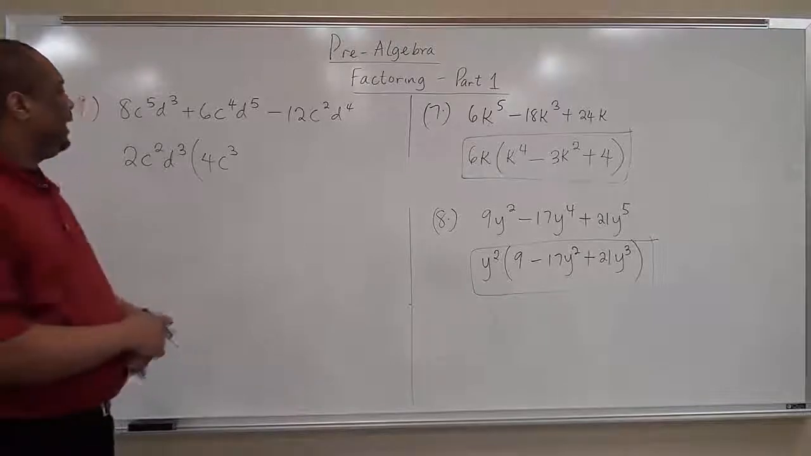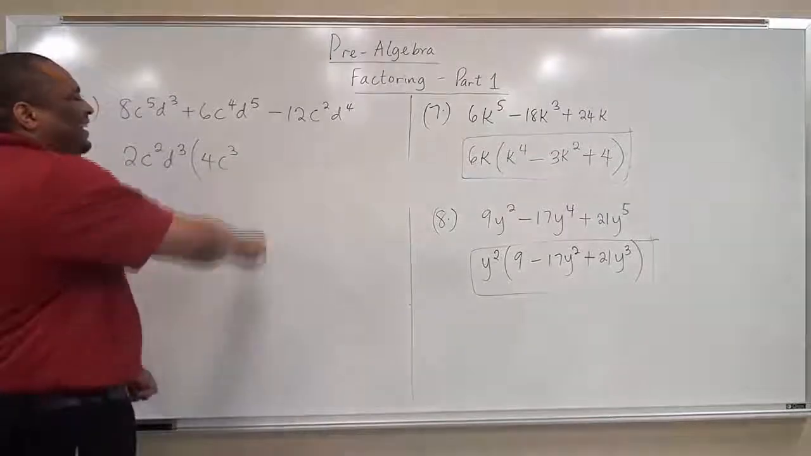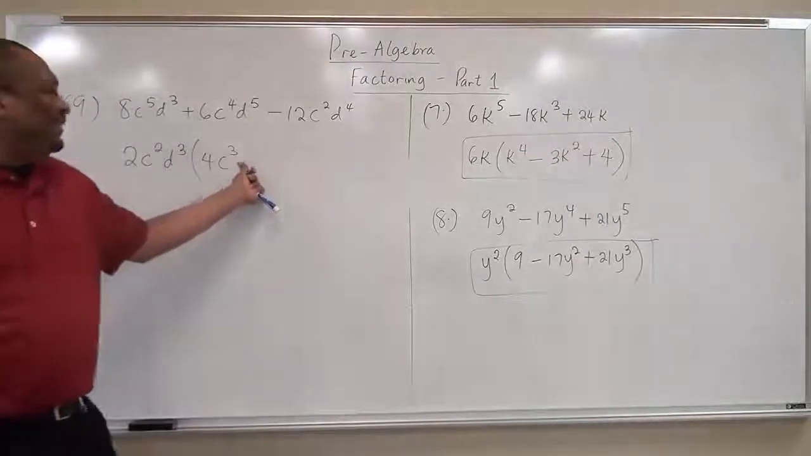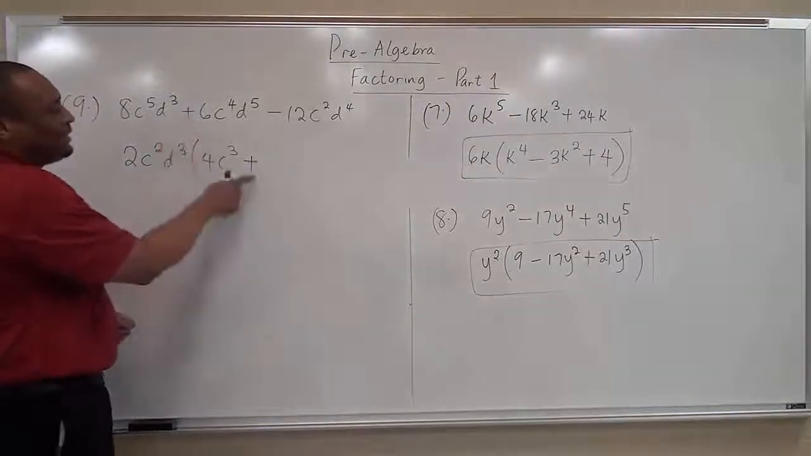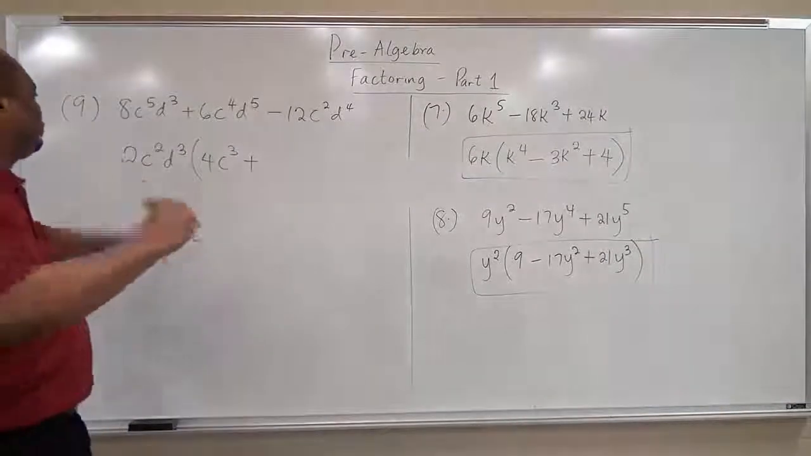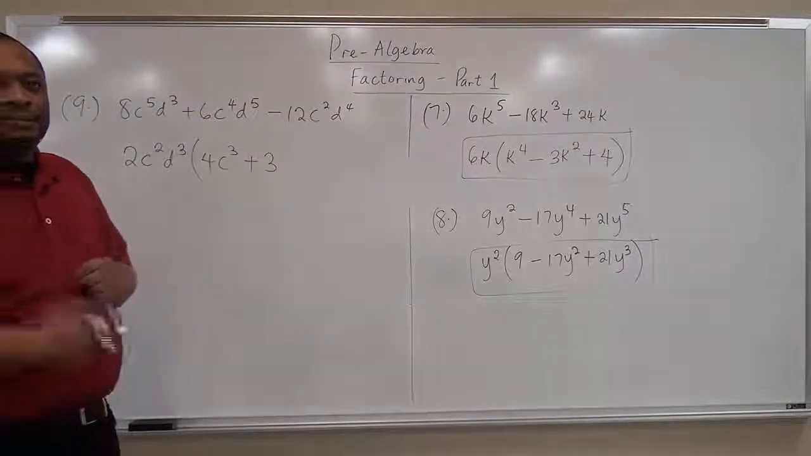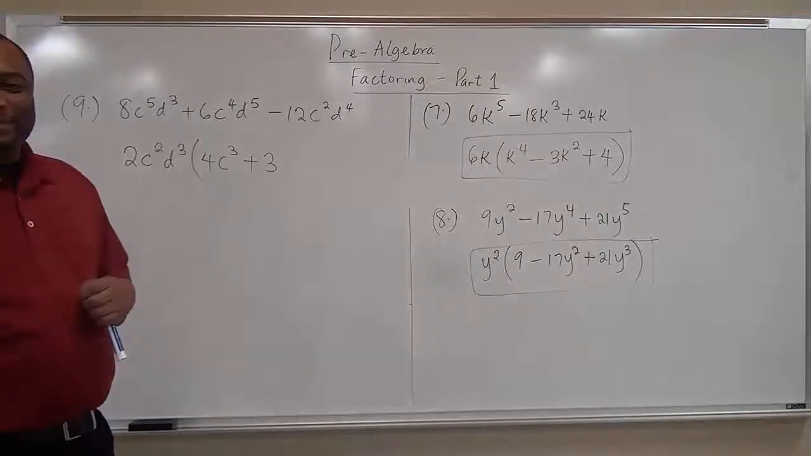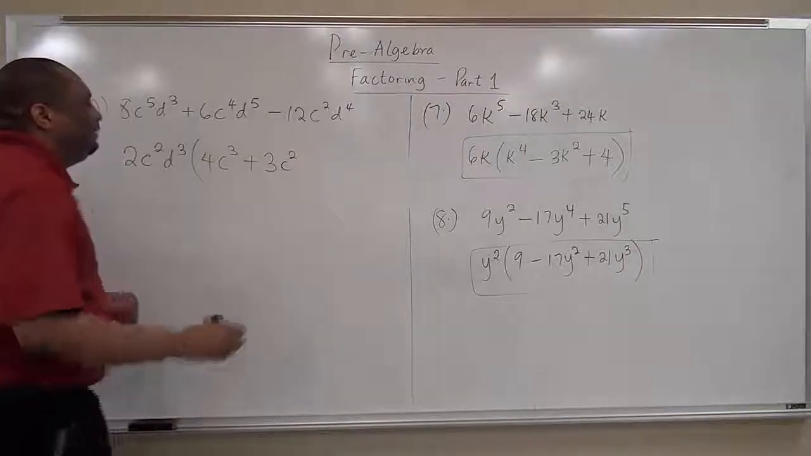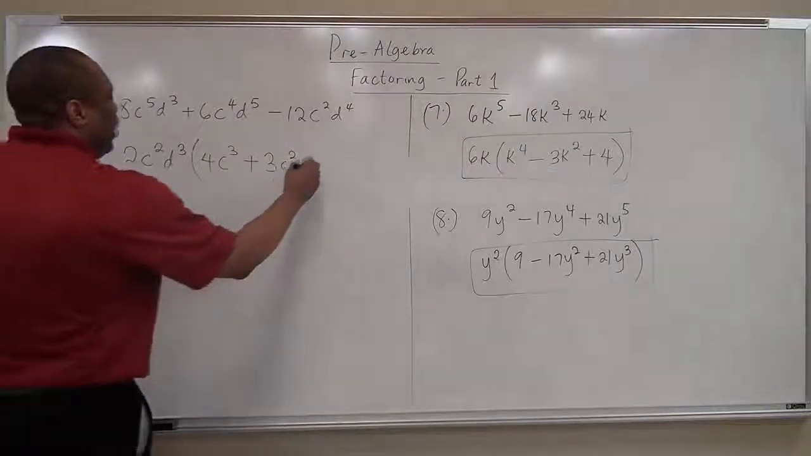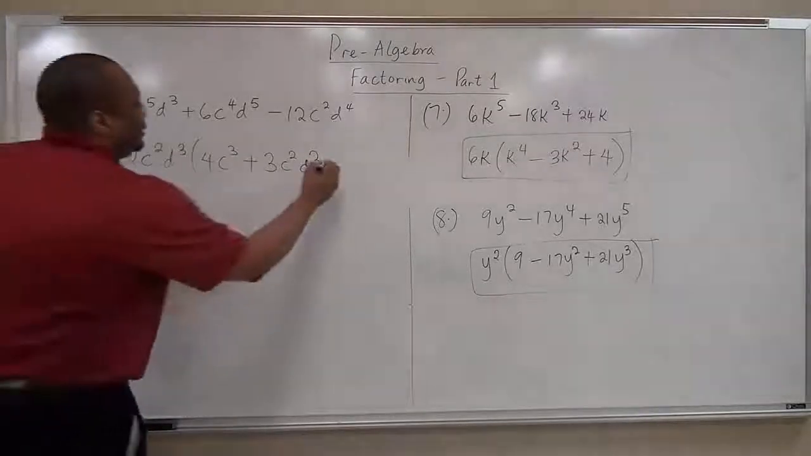Leave it. Don't come here and start writing 1. I know some folks might do that, but don't do that. Then this plus is this plus. 6 divided by 2 is 3. c^4 divided by c squared is c squared. d^5 divided by d cubed is d squared. Then this minus is minus.